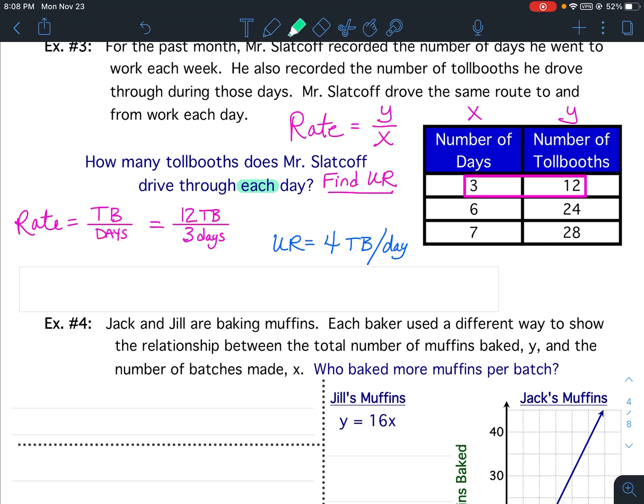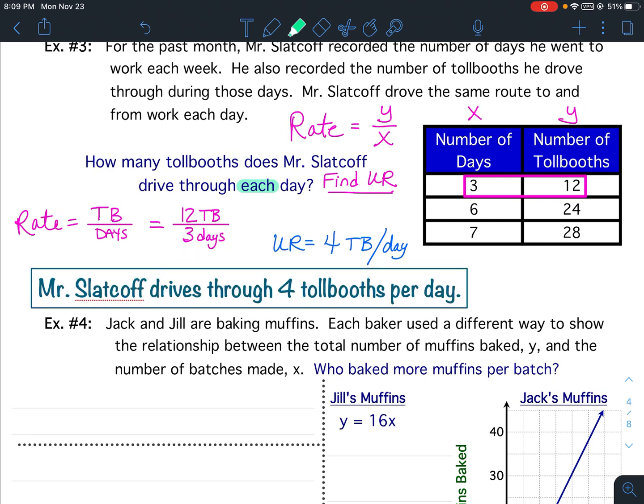Okay, now this part right here, you would not need to put that. I just wanted you to see that I was putting toll booths over days. You would not normally need to put that. All right, my final answer, Mr. Slackoff drives through 4 toll booths per day.